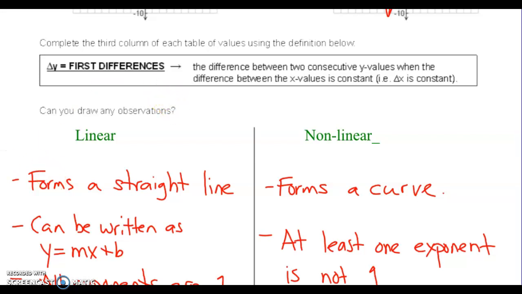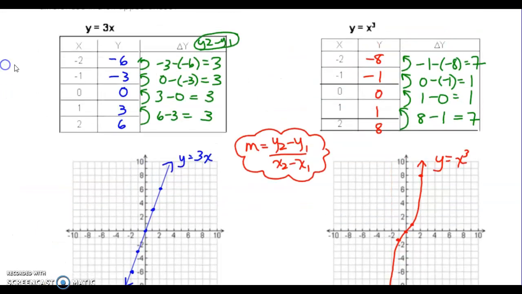What does that mean? Let me go back up for a moment and explain that. When I calculate my delta y, I want to make sure that my x's are in order. I can't have them randomly assigned. They have to be in order. So -2, -1, 0, 1, 2. And from there I can calculate my delta y's.